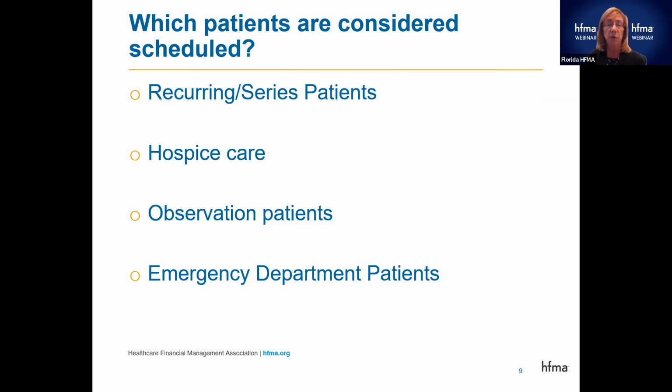So, sample questions. Unfortunately, we can't support polling questions at this point in time, but a sample question you might see on the exam would be: which patients are considered scheduled? Is it recurring series, hospice care, observation patients, or emergency department patients? So think about the material that we just went through. Okay, and the correct answer is number 1. Patients who receive services where the treatment is ongoing are registered as recurring or series patients and are categorized as scheduled.